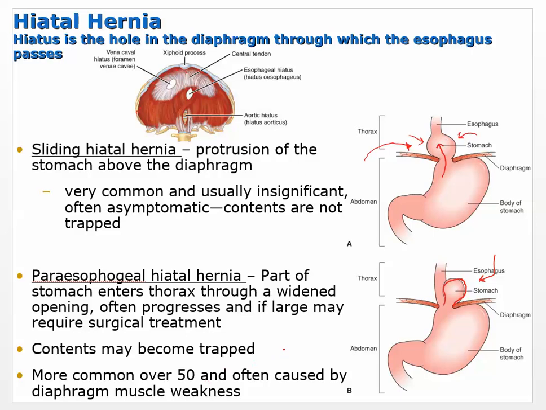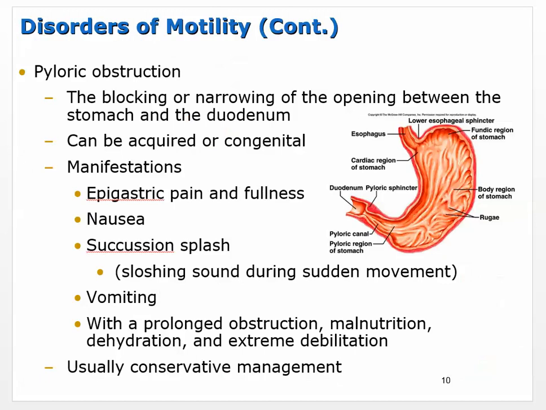The paraesophageal hiatal hernia is more common in people over 50, and it's often caused by weakened diaphragm muscles, because it's moving through this diaphragm. If that diaphragm is a little bit weaker, then that's more likely to take place. I can kind of see how that would happen.